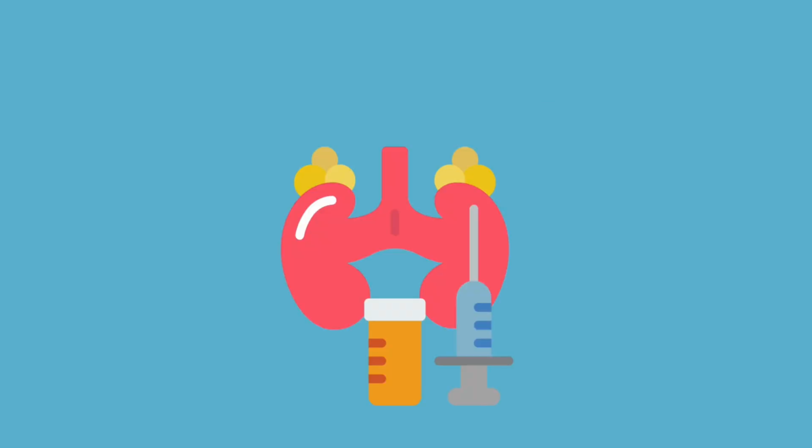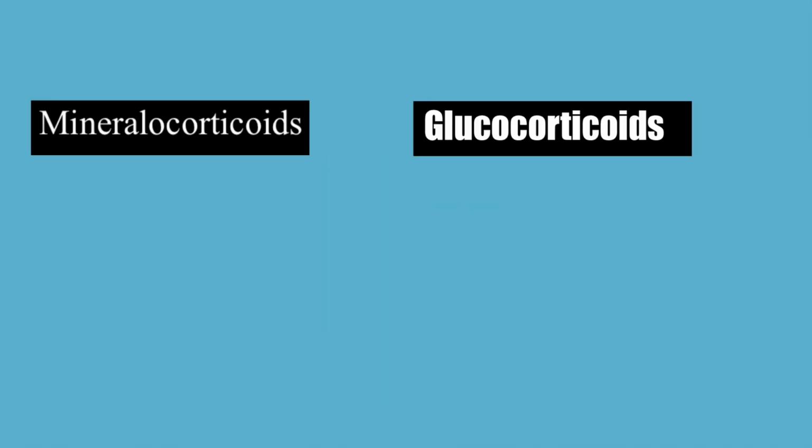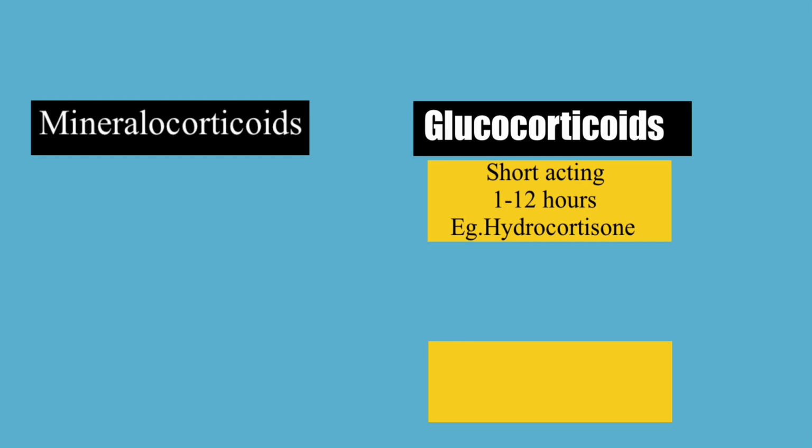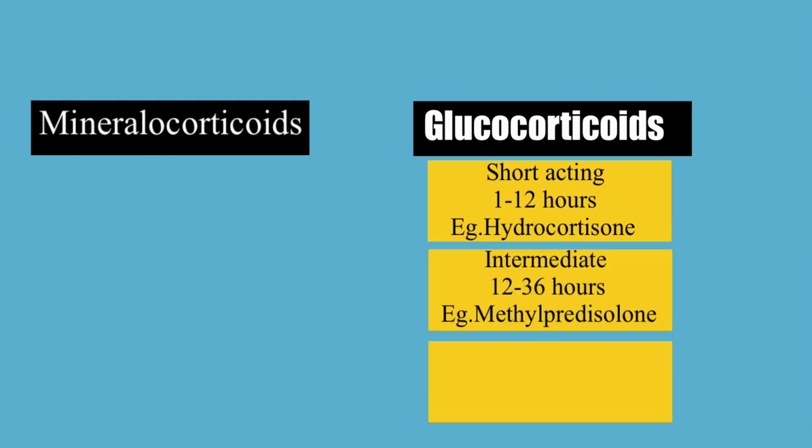So now let us try to learn the exogenously administered corticosteroids. These can again be divided into the same two types, that is mineralocorticoids and glucocorticoids. And the glucocorticoids are again divided into three major types based on their duration of action. The first one is short acting, which has action of around 1 to 12 hours. An example under this is hydrocortisone. The other one is intermediate acting, which has a duration of action of 12 to 36 hours, and the example of this is methylprednisolone. And the last one is long acting, which has a duration of action of 36 to 55 hours, and the example for this is dexamethasone.